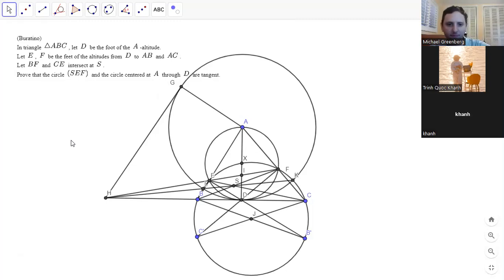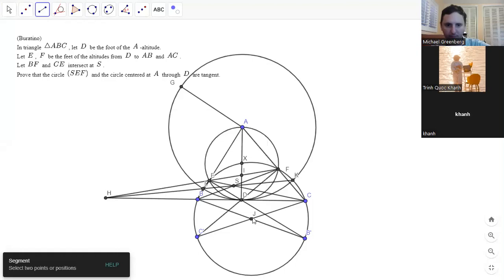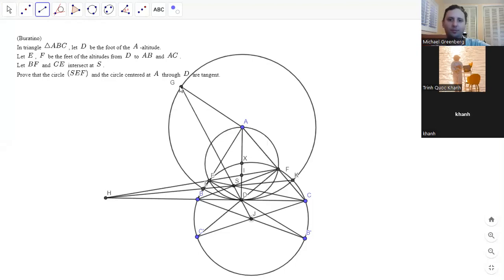I think I can solve this one. Okay, let's redefine point G. I will let SDJ meet the circle centered at A at a point G. Yeah, SDJ, earlier we proved that they are collinear, so just connect them.